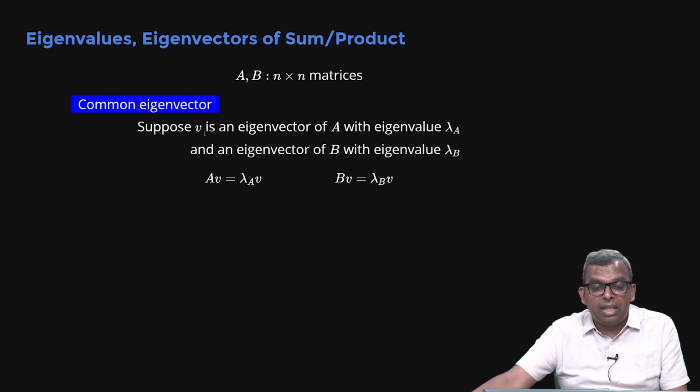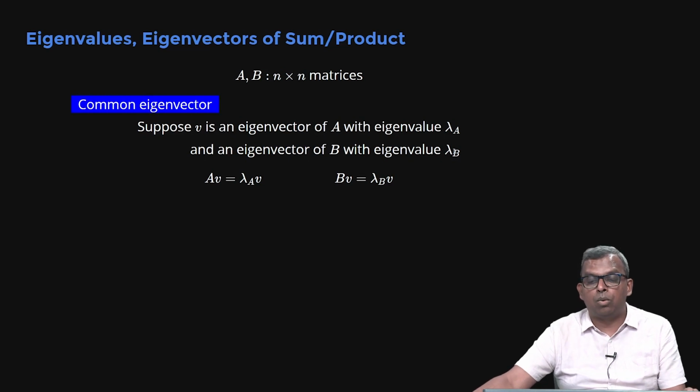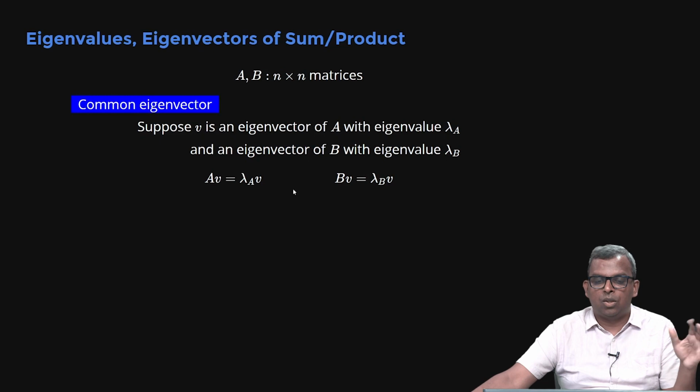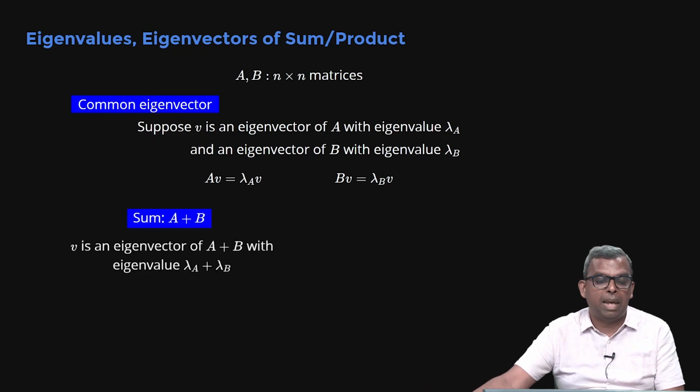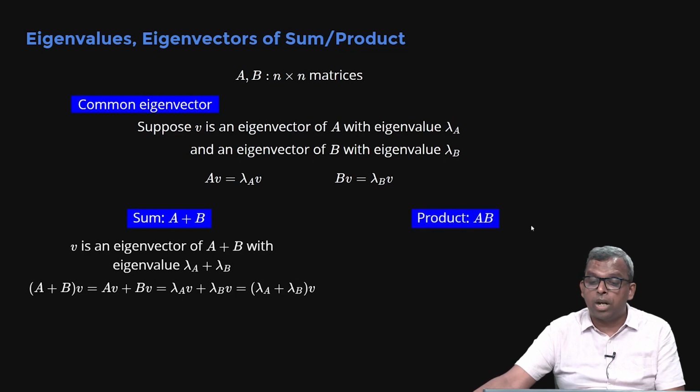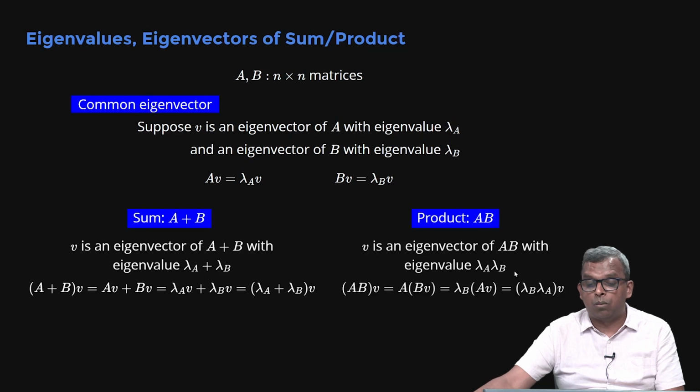So if V is an eigenvector of A with eigenvalue lambda A and an eigenvector of B with eigenvalue lambda B, the eigenvalues can be different, but it has to be an eigenvector. So AV equals lambda A V, BV equals lambda B V. Under this condition, we can say a little more about V. If you look at the sum A plus B, V is an eigenvector of A plus B with eigenvalue lambda A plus lambda B. This is very easy to see. And for the product AB, V is an eigenvector of AB with eigenvalue lambda A lambda B. This is also very easy to see.